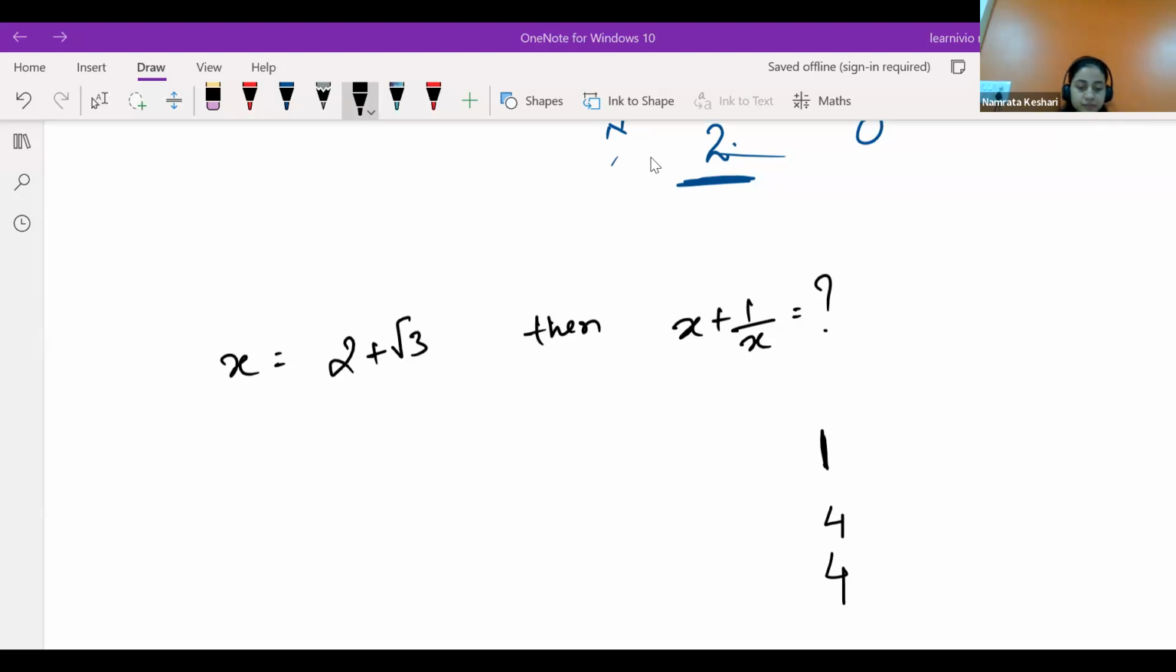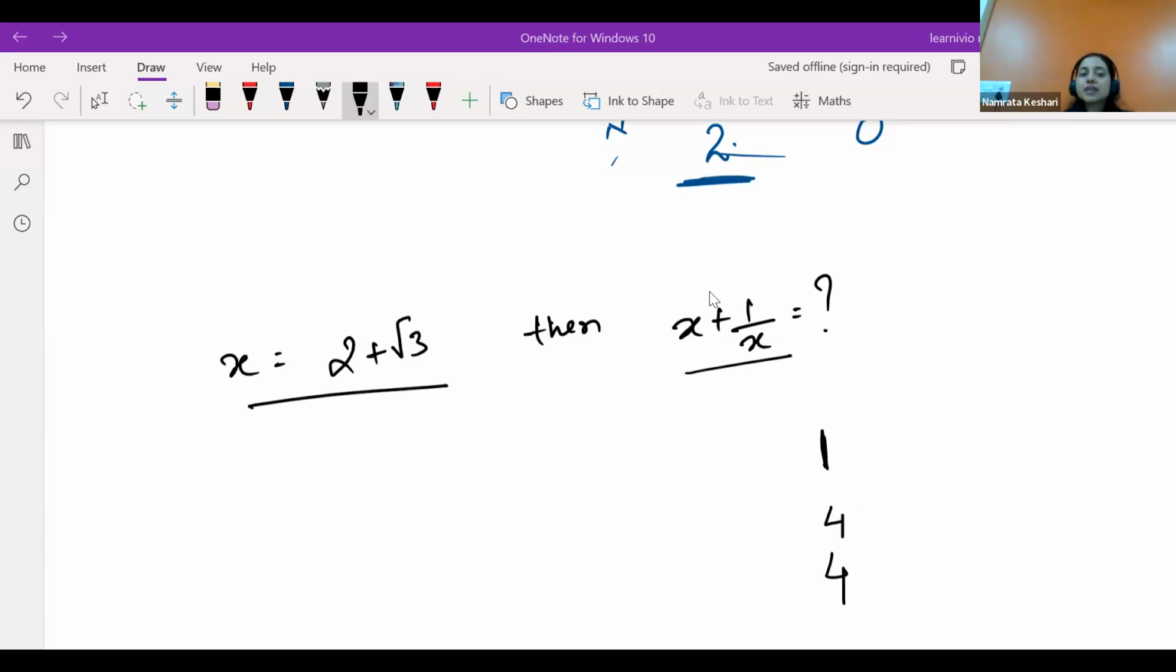Tejas: Yes, ma'am, I don't understand the question that much. X value is given. Tejas, x plus 1 by x we have. The rationalization concept will help us over here. Yes, Heather, what did you say? You are not getting 4, right? Okay, let's check it.